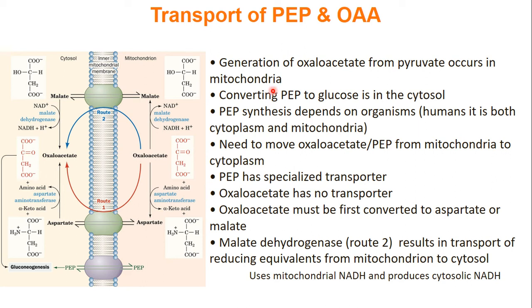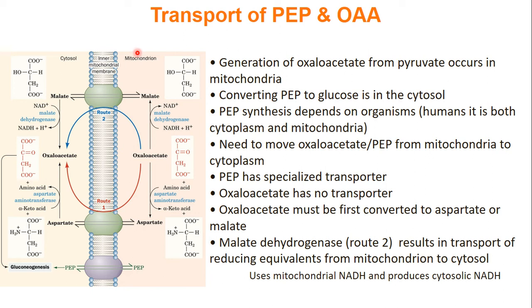Now, where making PEP itself takes place can depend on the organism. In humans, you can make it either in the cytoplasm or mitochondria. But at the end of the day, you have to move either oxaloacetate or PEP from the mitochondria to the cytoplasm to do gluconeogenesis. Now, if it's PEP, that's no problem. Mitochondria has a special transporter for PEP, and you can just move that to the cytoplasm. Oxaloacetate is more difficult though.